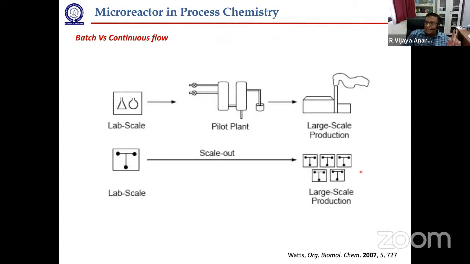But here, you have to number up, right? Instead of having a bigger unit, you have to number up. Suppose you number up to like 500 or 600 units, then it can do the job, right?